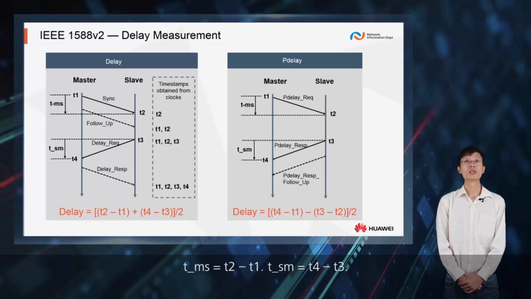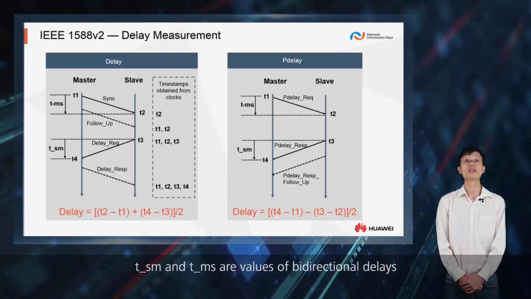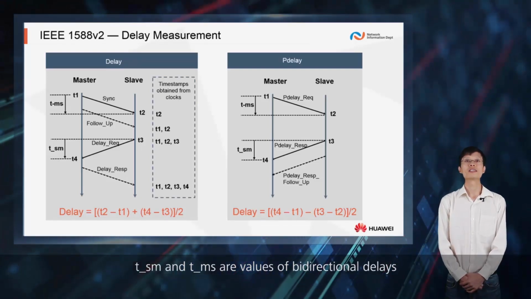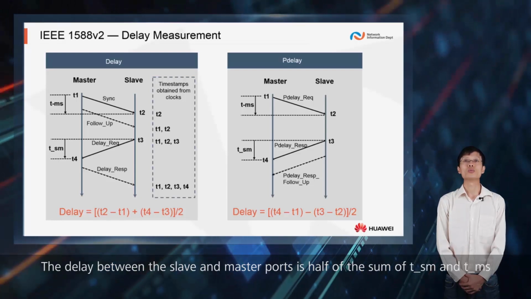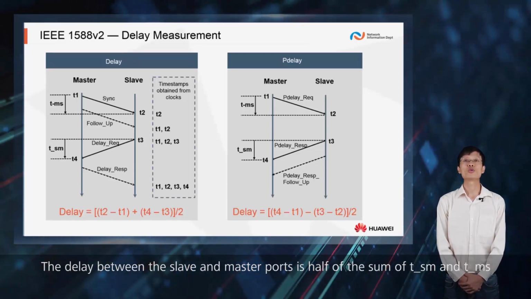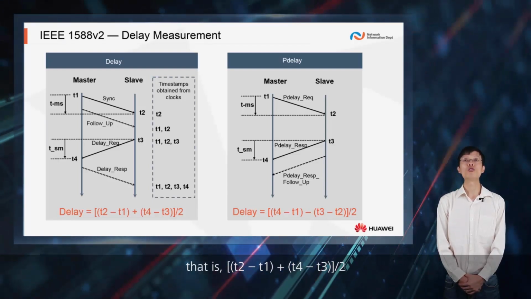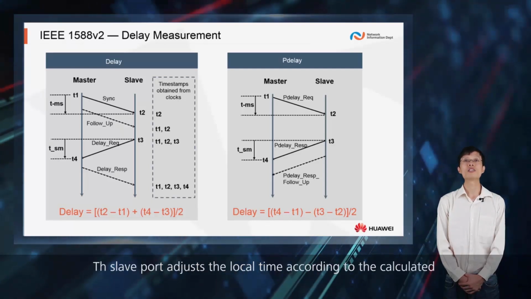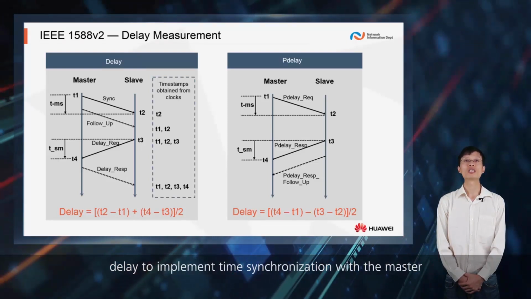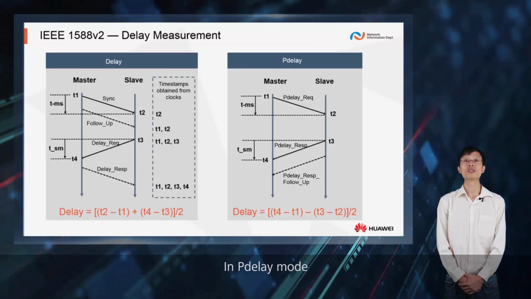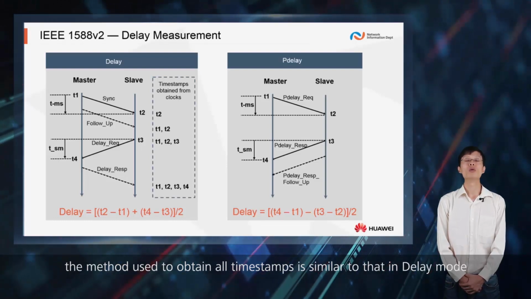TMS equals T2 minus T1. TSM equals T4 minus T3. TSM and TMS are values of bidirectional delays, which are assumed to be the same. The delay between the slave and master ports is half of the sum of TSM and TMS. That is, (T2 minus T1 plus T4 minus T3) divided by 2. The slave port adjusts the local time according to the calculated delay to implement time synchronization with the master. In P-delay mode, the method used to obtain all timestamps is similar to that in delay mode.